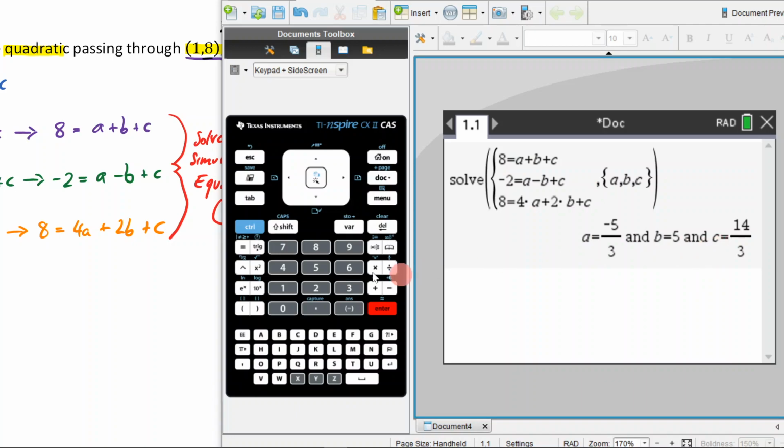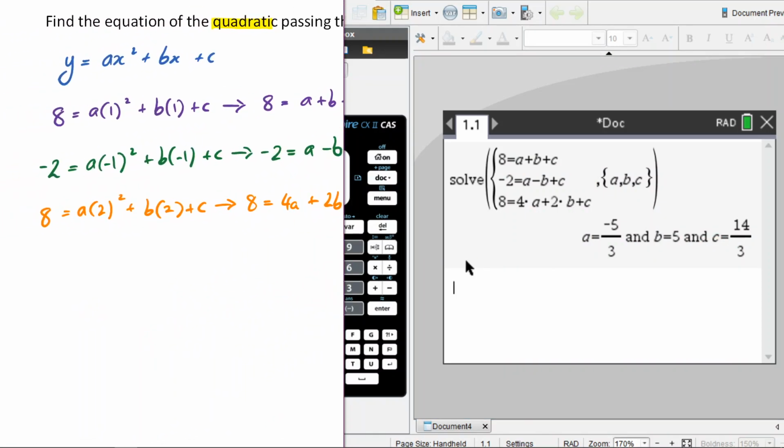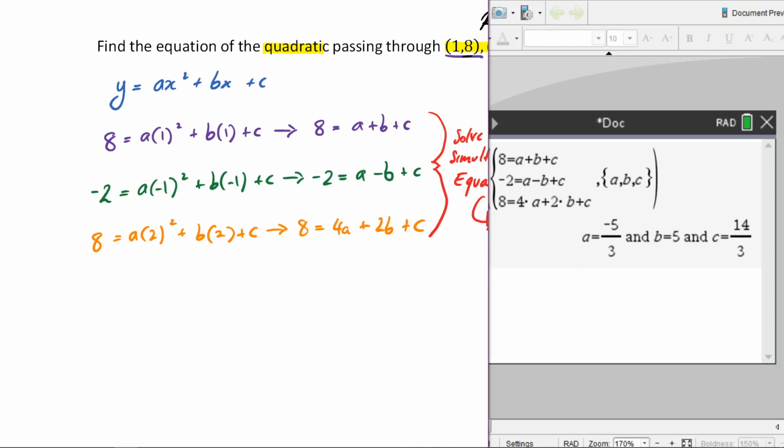So there are my values of a, b, and c. So now I can come over here and replace them. I know what my a is, my b is, and my c is. So I can say y is equal to -5/3 x squared plus 5x plus 14/3. So all I did there is in my a spot, I replaced it with -5/3.